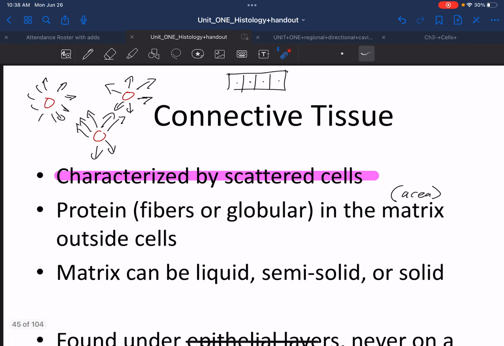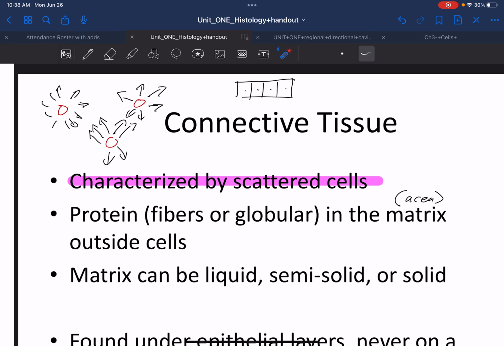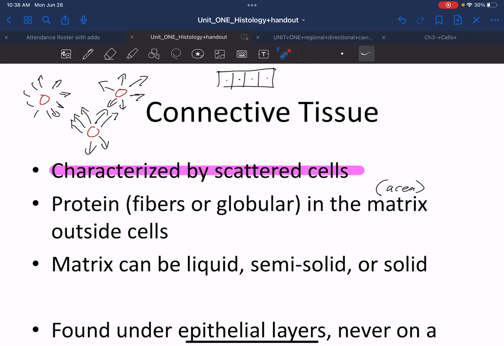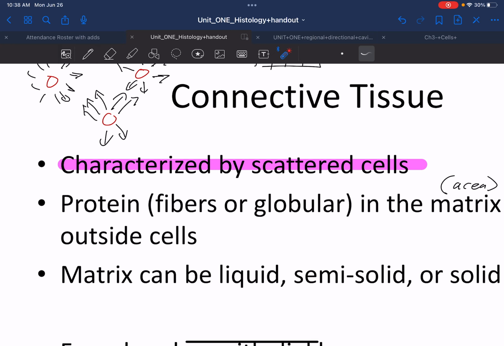And so what do they secrete? Proteins. We learned in lecture that proteins are created by ribosomes. They go to the rough ER, they go to the Golgi body or apparatus, and then they're going to secrete out through the plasma membrane. And some of those substances that these cells give off are more than likely going to be proteins. And we refer to those proteins as fibers.